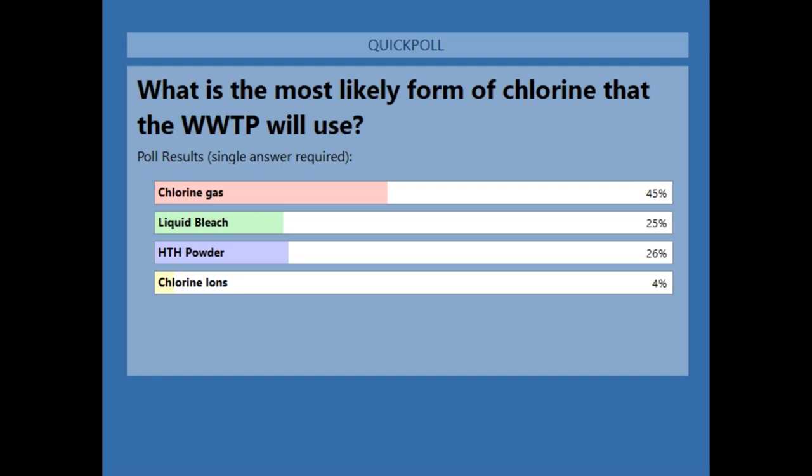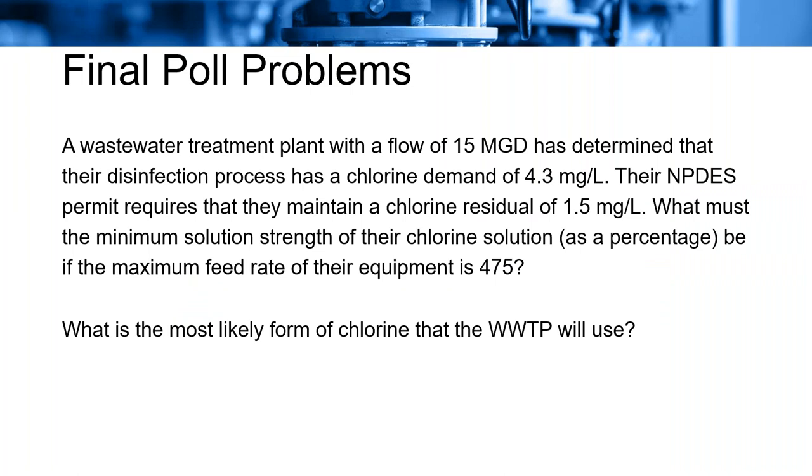Okay, so most of us answered chlorine gas. The actual answer is HTH powder, and we'll go over why that is on this next slide. But first I want to point out that one thing you need to calculate from the givens is our chlorine dosage. If you remember, that's the demand plus the residual. So our chlorine dosage would be 4.3 plus 1.5. And then our other givens are 15 MGD and 475 pounds per day.